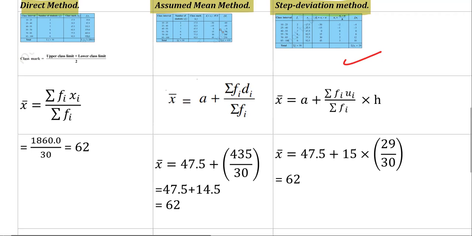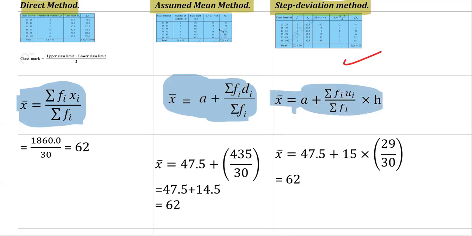So we have these three methods, and as you can see, we have these three different formulas. For finding the mean, in the first case it is sigma fi xi divided by sigma fi. In the next case, the assumed mean method, it is a plus sigma fi di over sigma fi. The third is the step deviation method, also called the shortcut method. In this case, it is a plus sigma fi ui over sigma fi into h. The mean, as I said since the beginning, will be the same irrespective of the method you are using for calculating it.